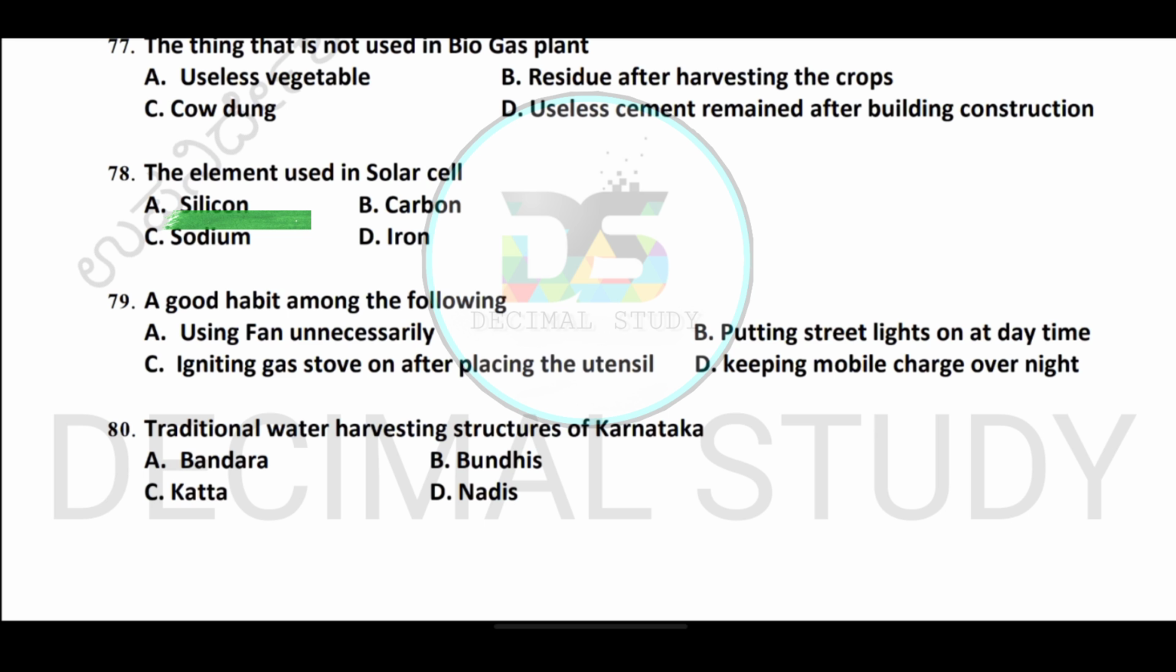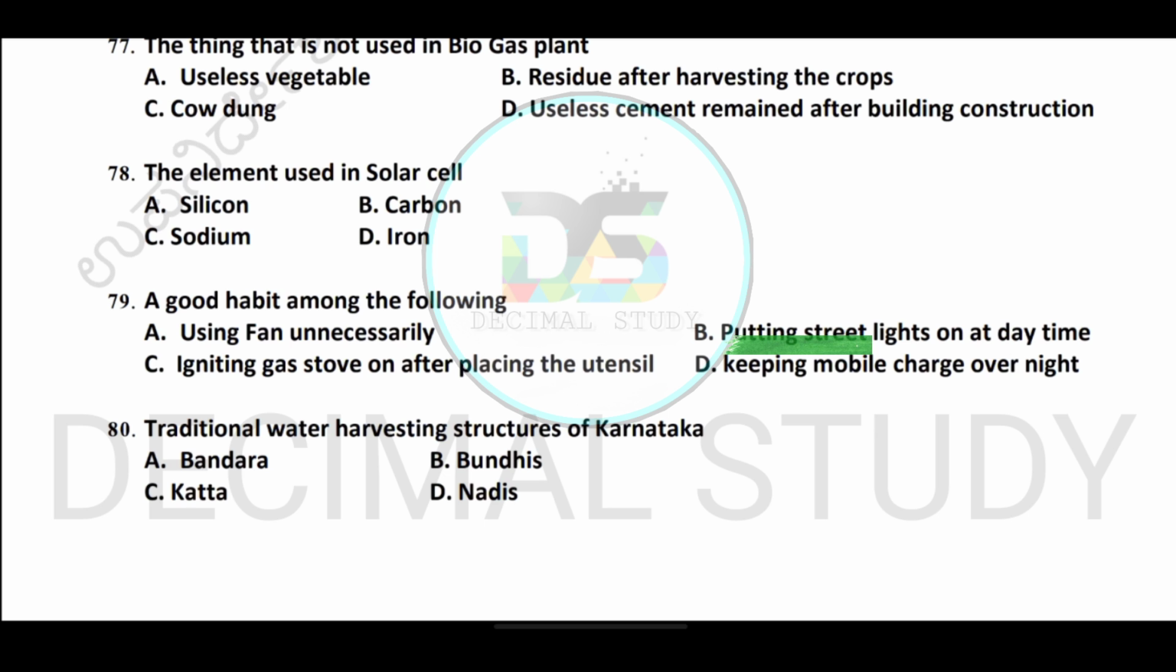Question number 79. A good habit among the following. Options are using fan unnecessarily, putting street lights on at daytime, lighting gas stove on after placing the utensils, keeping mobile charge overnight. The right answer is putting street lights on at a daytime.